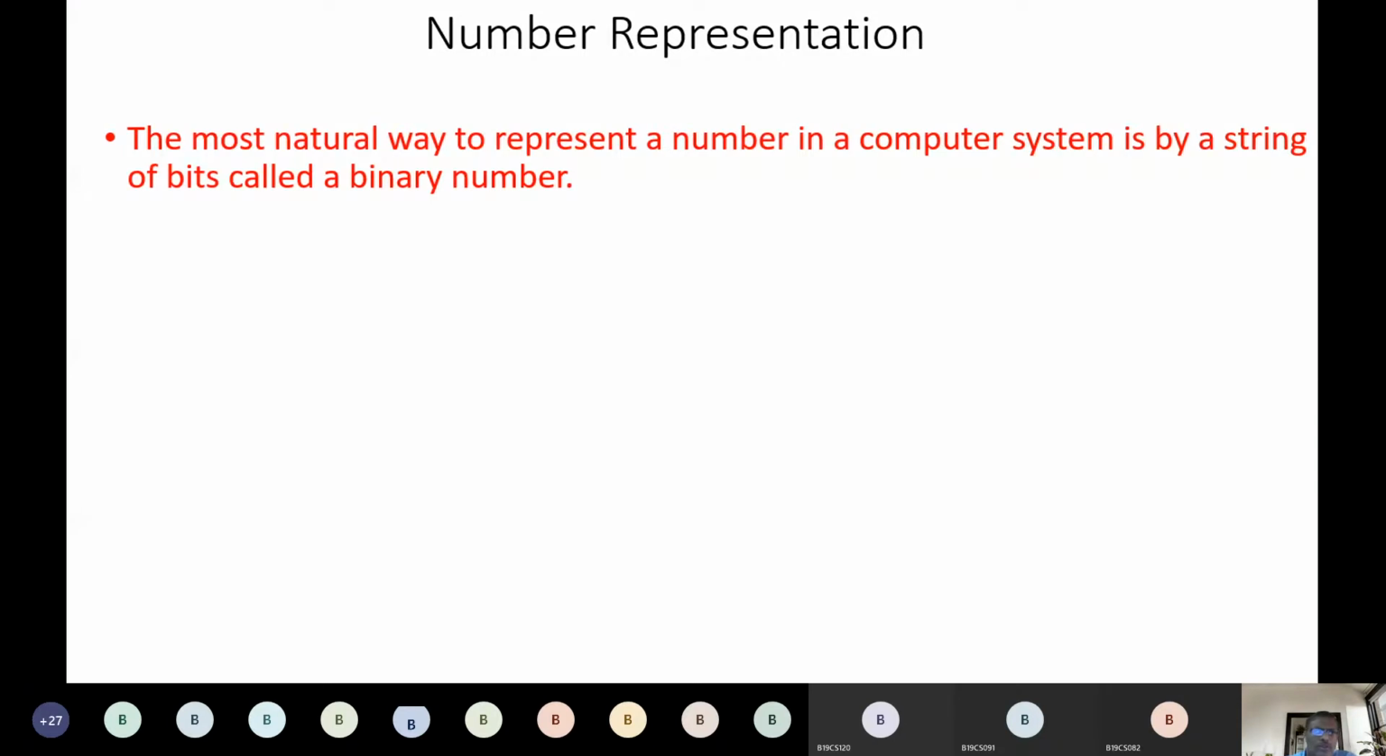So we already know that internally a computer system represents a number in the form of binary, because whatever code we write, maybe in C language or Java or any language, at the end it is converted into binary, which consists of zeros and ones.